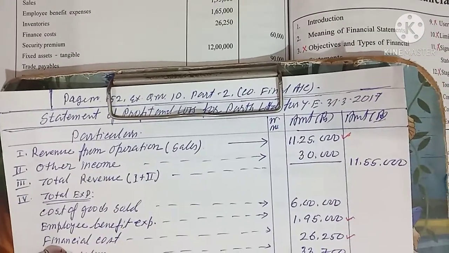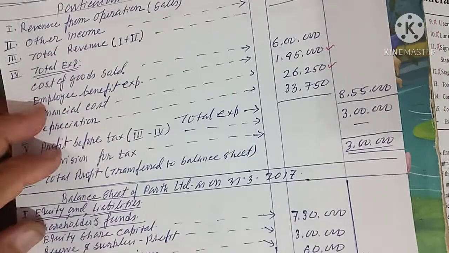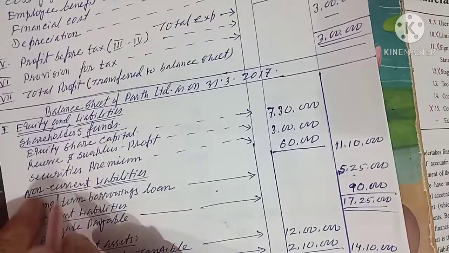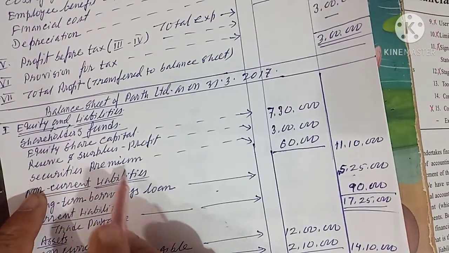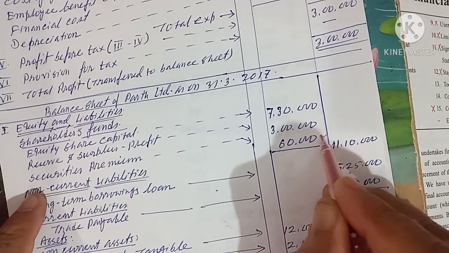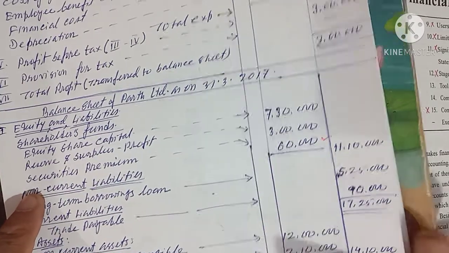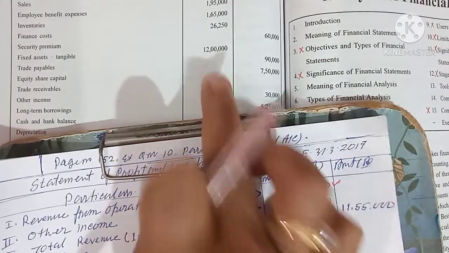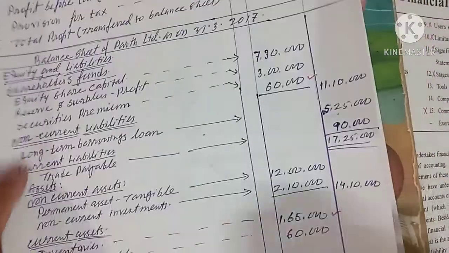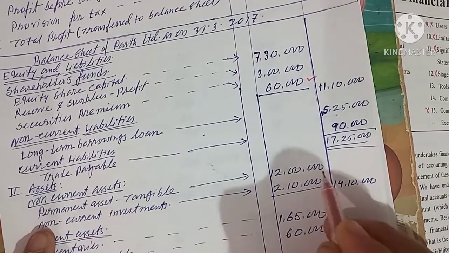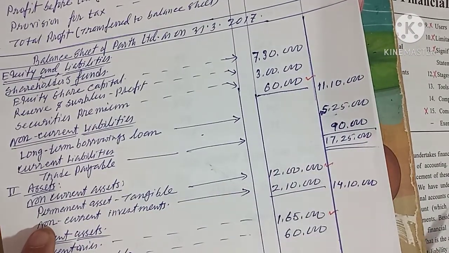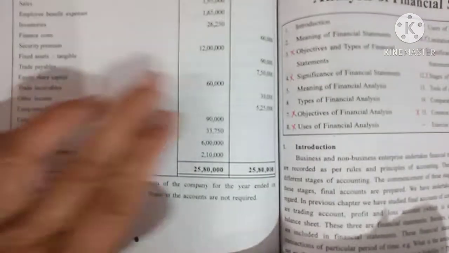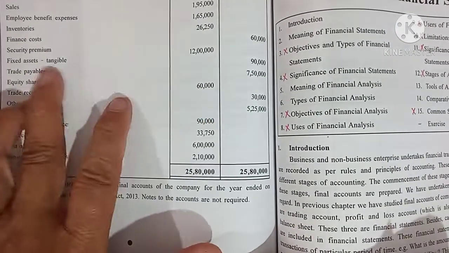Next, securities premium is 60,000. How will securities premium go? Here it is given, securities premium 60,000. Correct? Liabilities, securities premium 60,000. Fixed assets, tangible, 12 lakh. Assets, fixed assets, permanent, tangible, 12 lakh. It is here in assets.